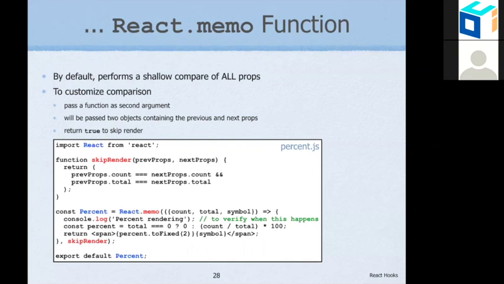You might have a case where you want to customize this comparison, and you can do that by passing a second argument to React.memo, and that is a function that is supposed to return true if it's okay to skip this render. In this example, my component is taking 3 props, a count, a total, and a symbol. This is a bit contrived, but I'm assuming here that I only want to re-render this if the count or the total changed, and I don't really care about symbol. So in skipRender, I'm passed the previous props and the next props, and I'm only comparing count and total. And I'm saying that if they are the same, I want to return true, which means I'm going to skip this render.